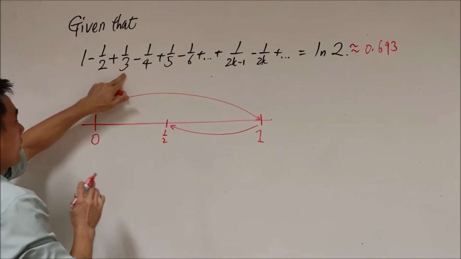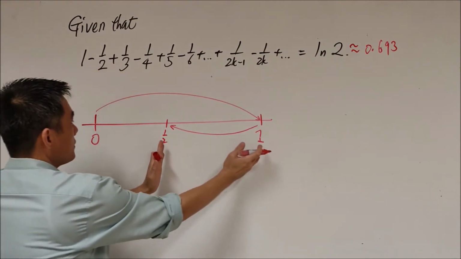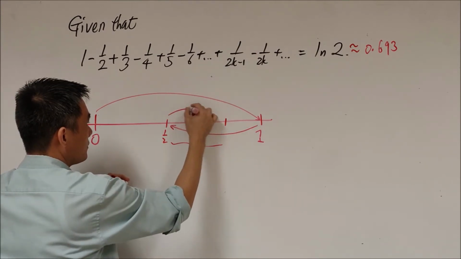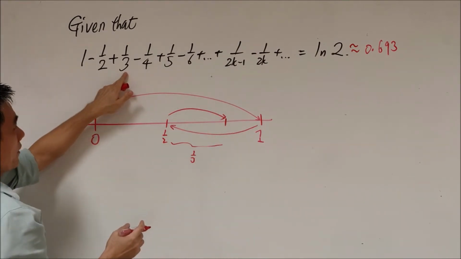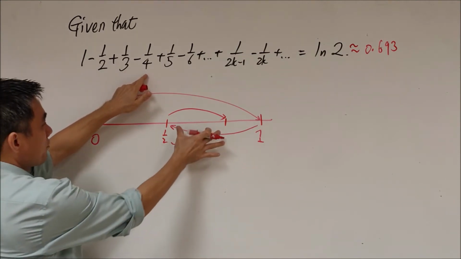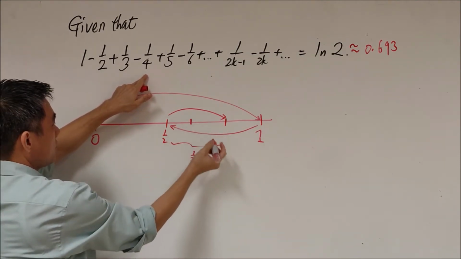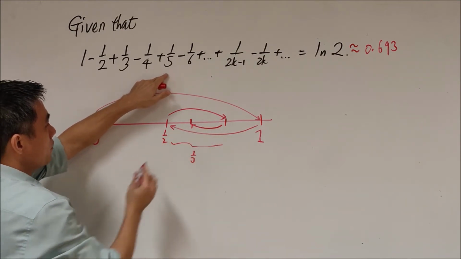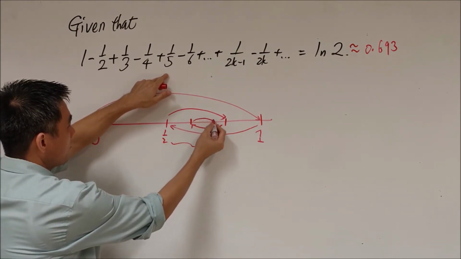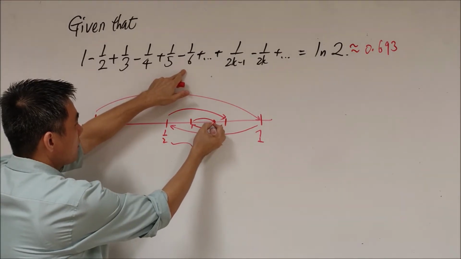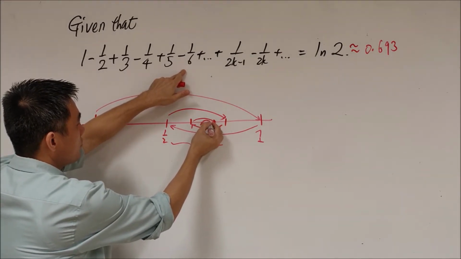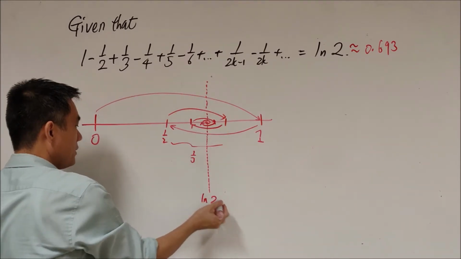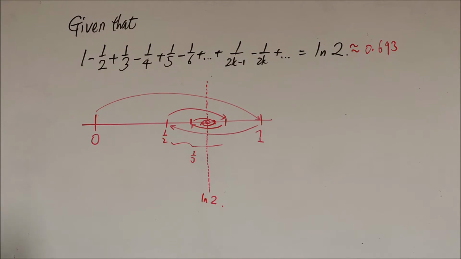After which, we add 1/3. This is a half, so 1/3 is about here. So we get this value. After which, we subtract from here 1/4. This is 1/4, so we get this value. After that, we add 1/5. After that, we go back 1/6, and so on and so forth, and we should have each converge to some point here. Using mathematics, we can find out that this value is log 2.